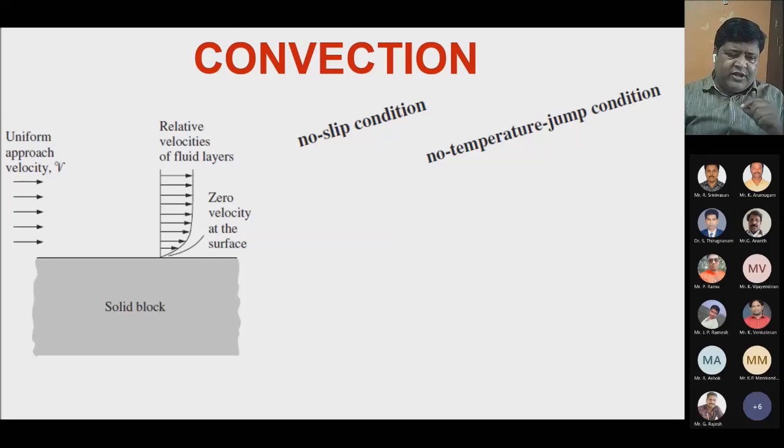The solid block is, say, at 400 degrees Celsius. Even though the fluid is approaching at 15 degrees Celsius, after steady state it would attain a value close to 400 degrees Celsius on the surface. So that is called the no temperature jump condition.